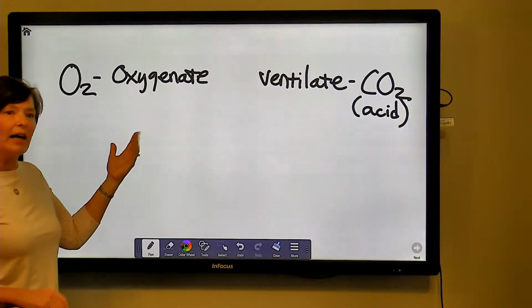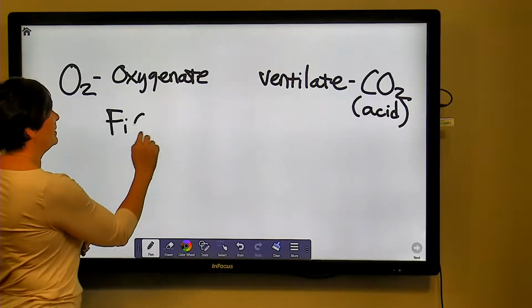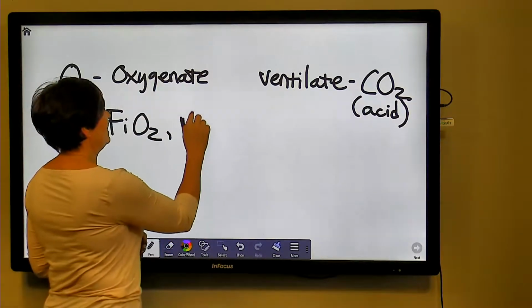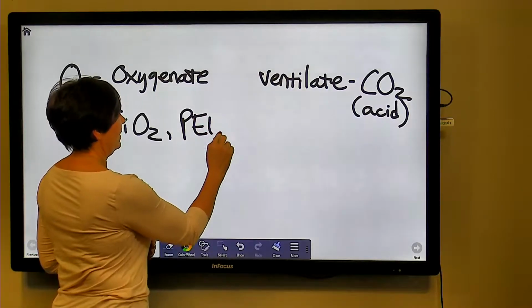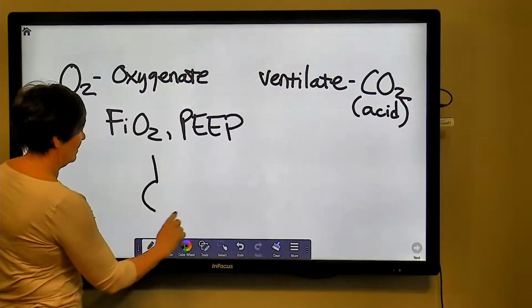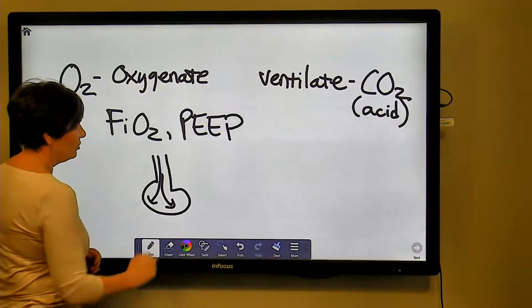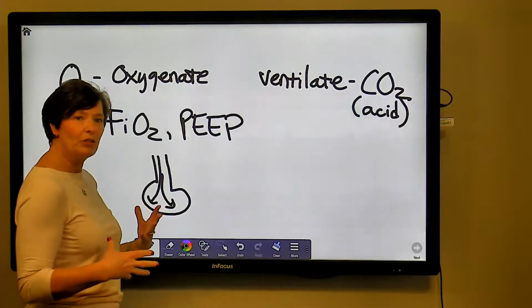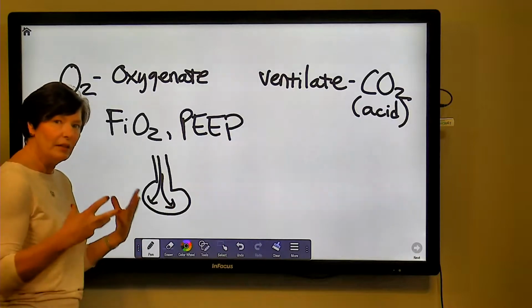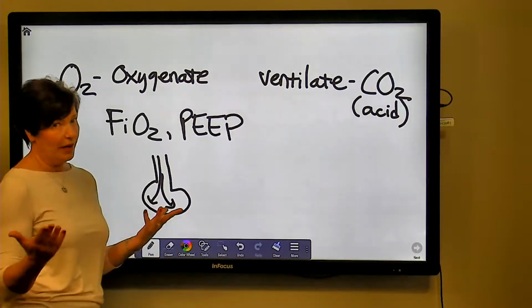Things that affect oxygenation on the ventilator are our fraction of inspired oxygen, or FiO2, and PEEP, positive end expiratory pressure. PEEP is this. If this is my alveolus, I have a little bit of pressure coming in, maintaining pressure at the end of expiration into my alveolus, and keeps the alveolus open so that I have more surface area for oxygenation.